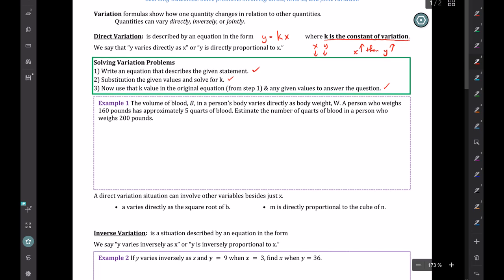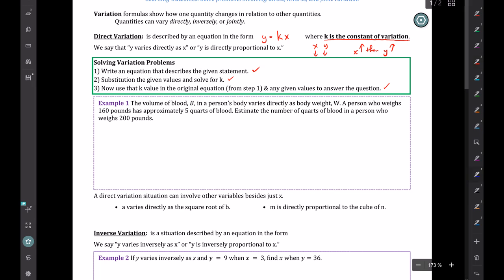Okay, so in example 1, it says that the volume of blood B in a person's body varies directly as body weight, W. A person who weighs 160 pounds has approximately 5 quarts of blood. Estimate the number of quarts of blood in a person who weighs 200 pounds.